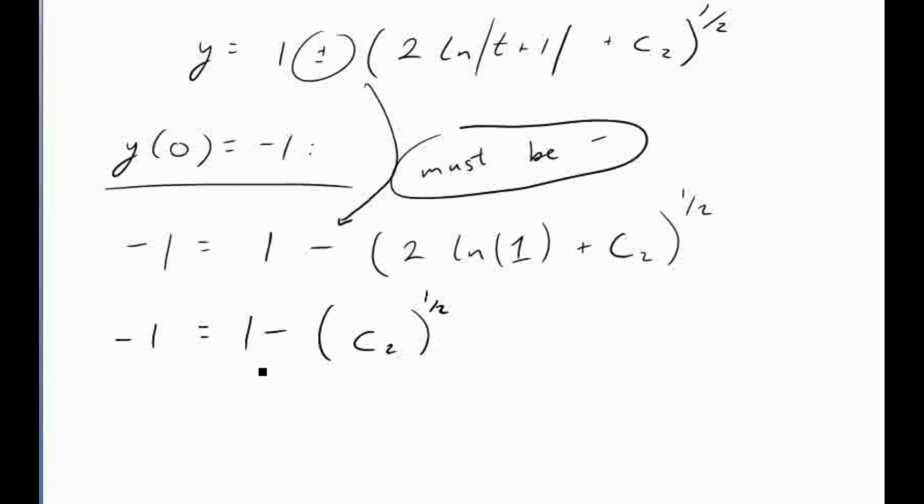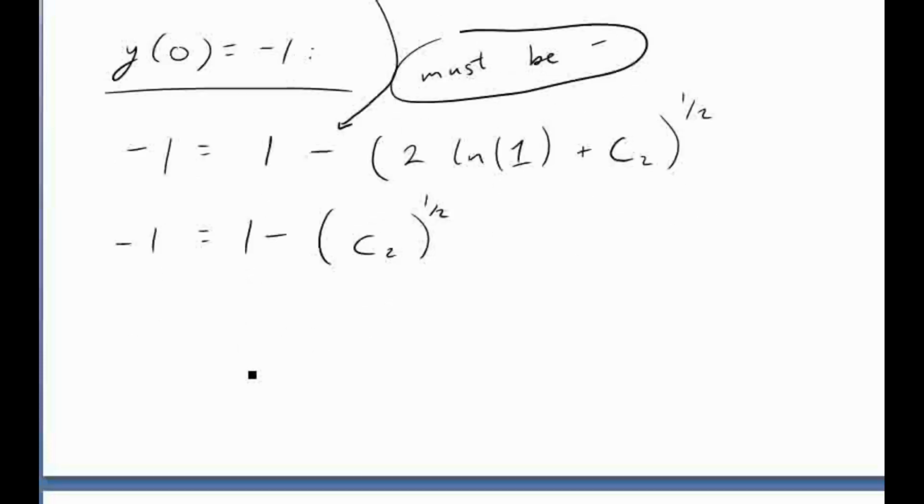And now to solve this, we would just subtract 1 from both sides and multiply both sides by -1, or alternatively add the c2 term to both sides, and add 1 to both sides. Then I would square both sides and get c2 is equal to 4.